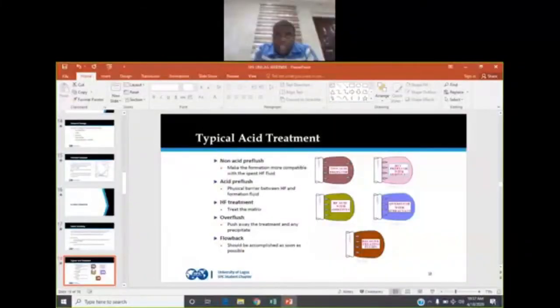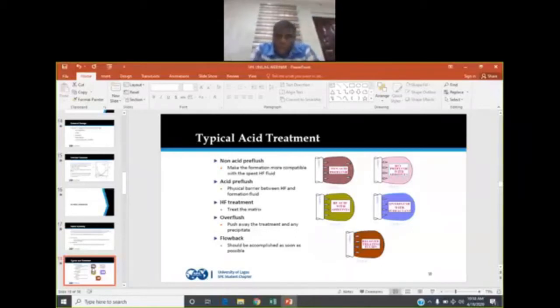Then after that, you've done your laboratory analysis and you notice that they are compatible, so they will not precipitate insoluble compounds. So it's not necessary you do a non-acid preflush. But in a case in which it will lead to the precipitation of an insoluble compound, it is better you do a non-acid preflush. And after that, you go to the acid preflush, then the main treatment, HF treatment, mud acid, which is a mixture of HCl and HF. And after that, overflush, to ensure that the acid penetrates deeper into the formation.